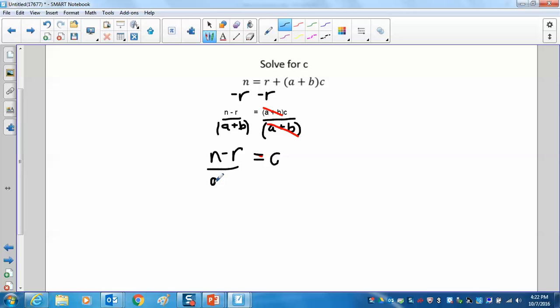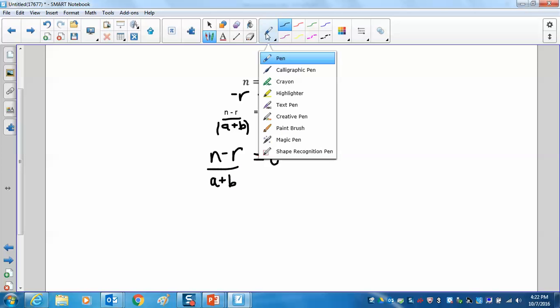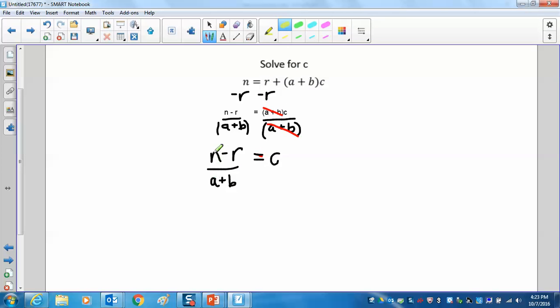And that's your final answer. We don't need to do anything to it. This whole thing, this whole equation is our answer. That's it. We solved the equation for c.